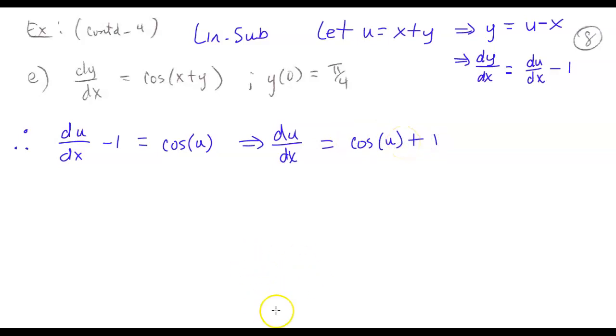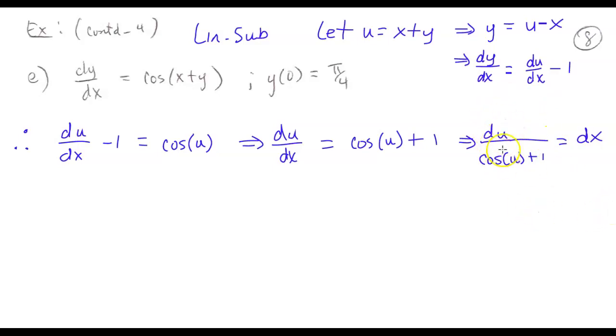Now, at this point, you would probably want to go ahead and get everything with u on one side, and we'll go ahead and do that. So we got du over cosine of u plus 1. And this will be equal to dx over here, okay? Now, if you're looking at this, you're like, yeah, great. I know I need to take the integral of both sides here, but you're looking at this and probably are saying, well, how do I take the integral of that? And that's a good question, okay?